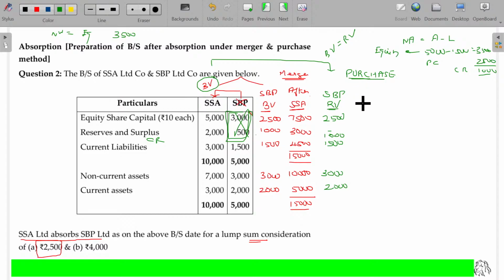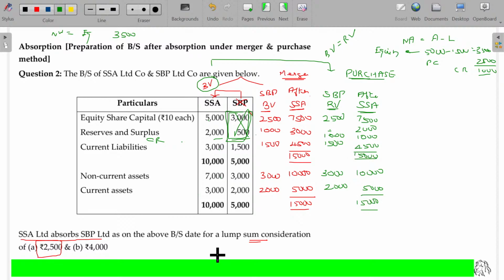Now simply add the SSA's assets and liabilities at the book value and SBB's restated value in the new one. So SSA's balance sheet after amalgamation: 5,000 plus 2,500, 7,500; 2,000 and 2,000; capital reserve 1,000; and 3,000 plus 1,500, 4,500. On the liability side 7,000 plus 3,000, 10,000; current assets 3,000 plus 2,000, 5,000. If we total this, the value is 15,000. Here also 15,000. Is that clear?